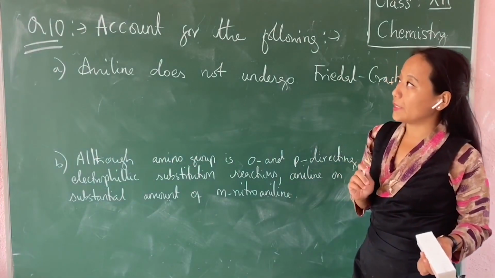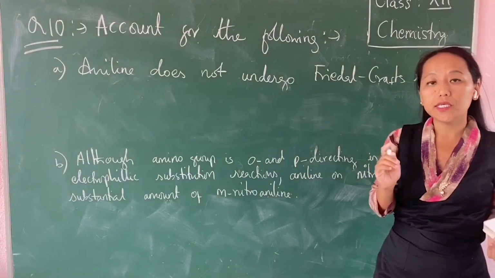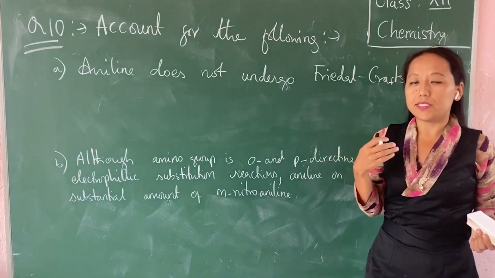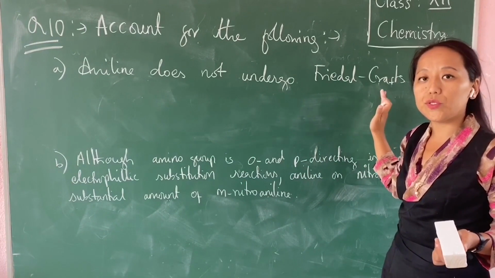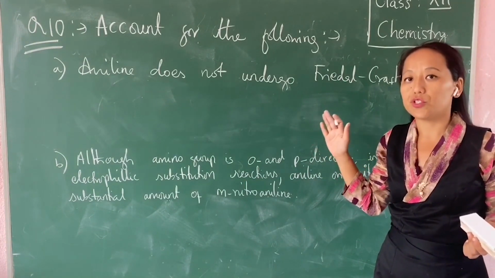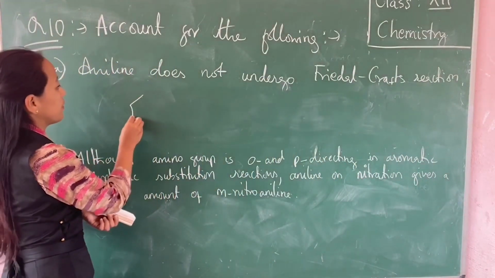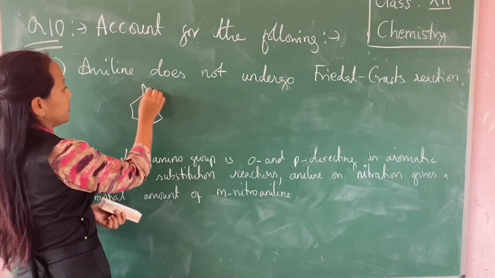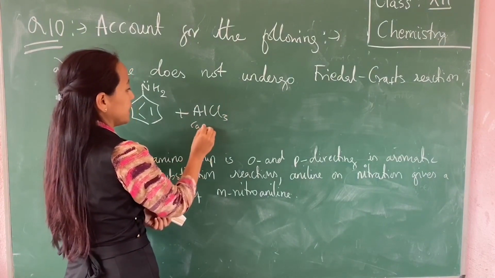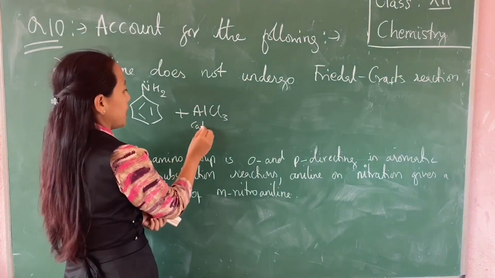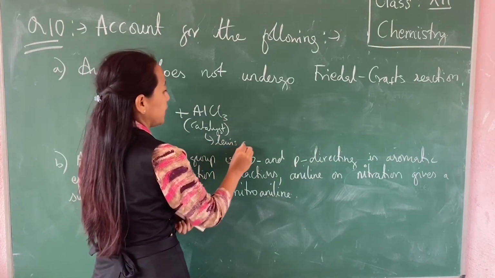Okay, now the last question that I'm going to solve is: account for the following, that aniline does not undergo Friedel-Crafts reaction. Friedel-Crafts reaction we have already studied. It is also there in class 11 organic chemistry. In Friedel-Crafts reaction, we use aluminum chloride as the catalyst, which is a Lewis acid. Now, aluminum chloride will react with aniline. Aniline, being basic in nature, will react with aluminum chloride, which we are using as a catalyst in Friedel-Crafts reaction, and it is Lewis acid in nature.